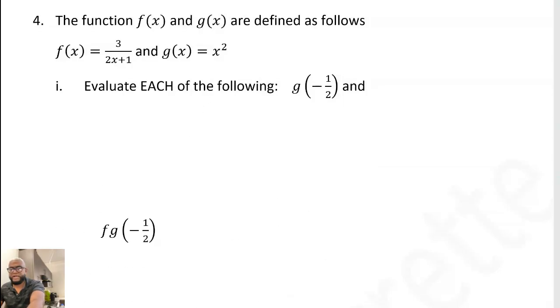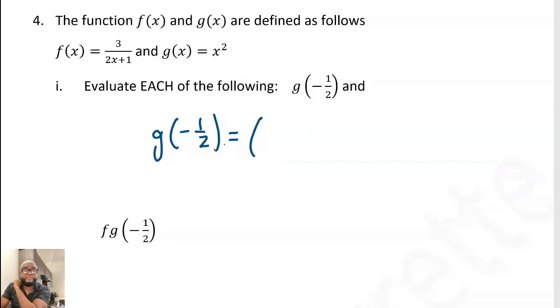Right, there we go. We're dealing with part 1, the first part. So g of negative a half is equal to x squared. That's the definition of g of x, right? So what's my input here? What's my input? Negative a half. So it'll be negative a half to the power of 2, right? So wherever you see x, you're replacing it with negative a half.